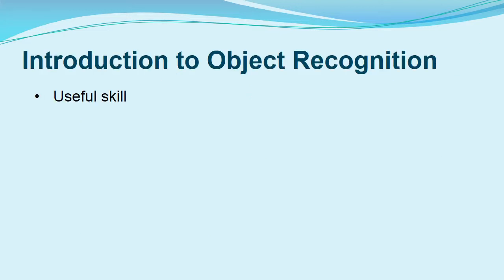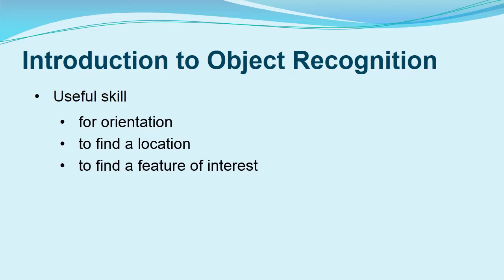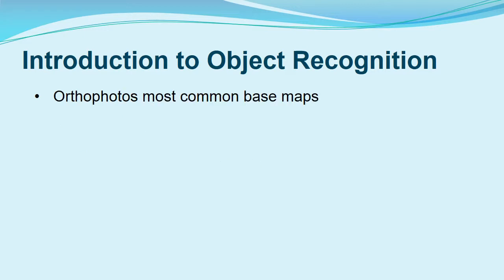I believe that visual interpretation of objects is a very useful skill for a number of reasons. One, you may want to just orient yourself, or you may need to find a location. And there may be features that you're really interested in that you're trying to extract visually from an image. But most importantly, I think, is the next point.